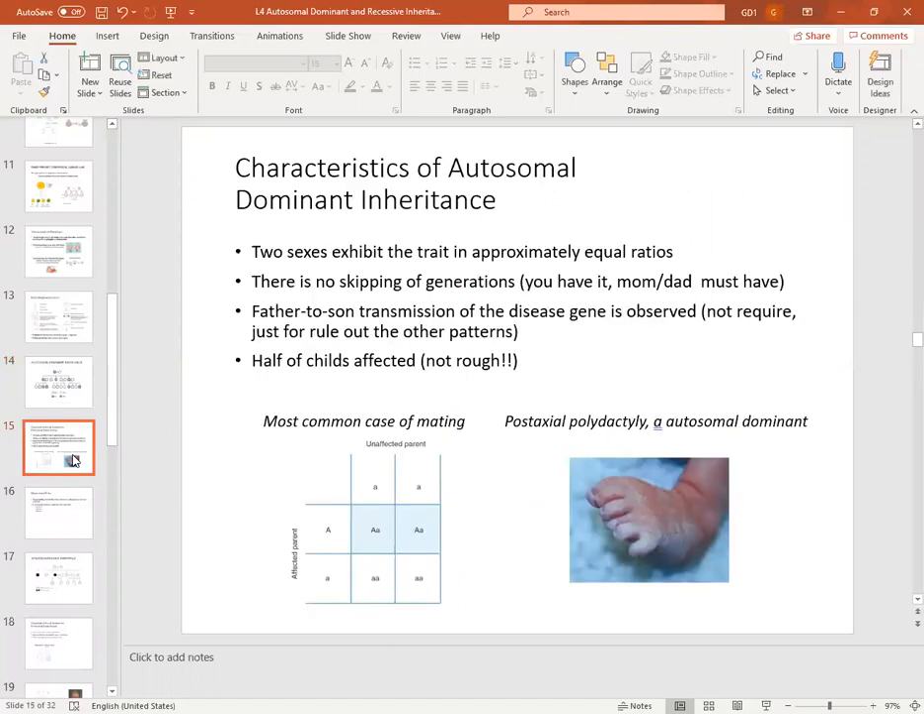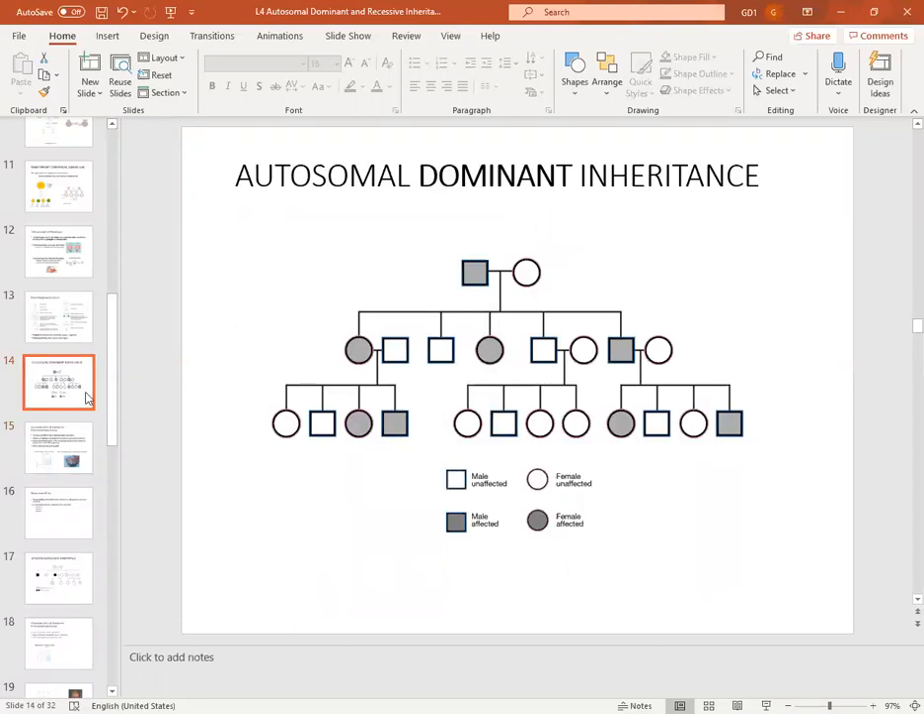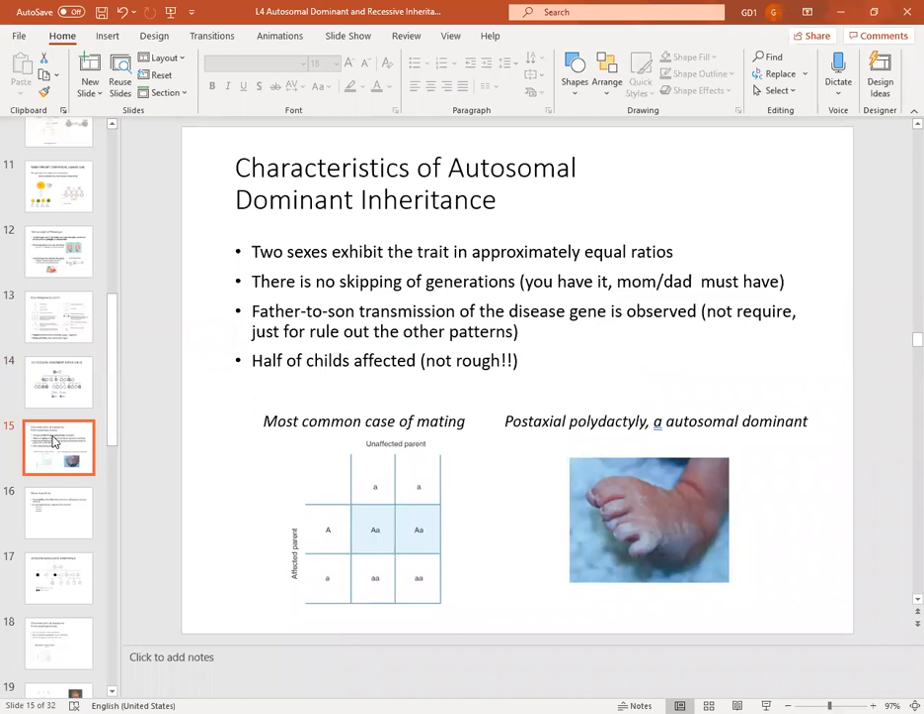And father-to-son transmission of the disease gene is observed. Check it, from father to son in here. Father-to-son transmission is not necessary to conclude autosomal dominant inheritance, but it just rules out another pattern.